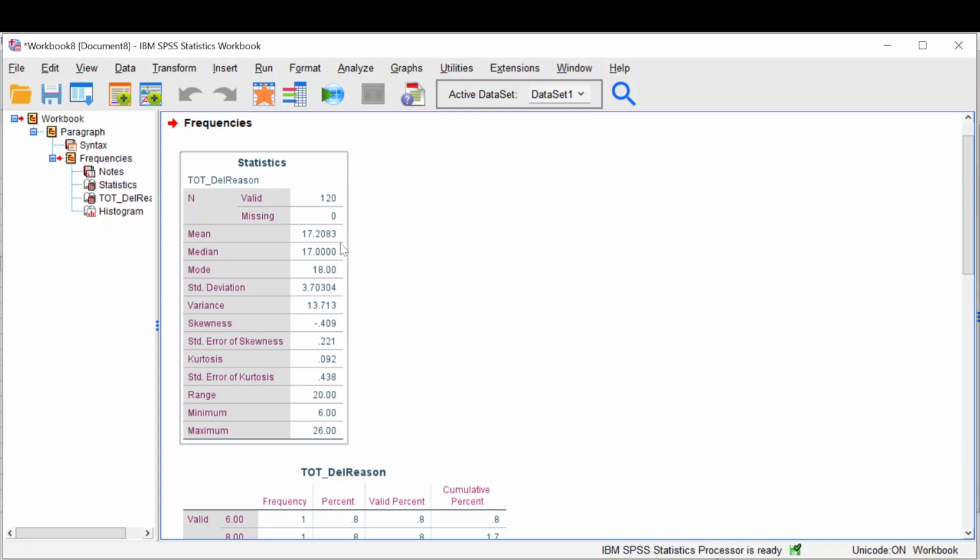Our mean, median, and mode are all quite similar to one another, ranging between about 17 and 18. So that's a good sign. We can confirm that our data is normal because our skewness and kurtosis values are between negative 0.5 and positive 0.5. We can confirm that our range is 20 because the lowest response was 6 and the highest was 26.